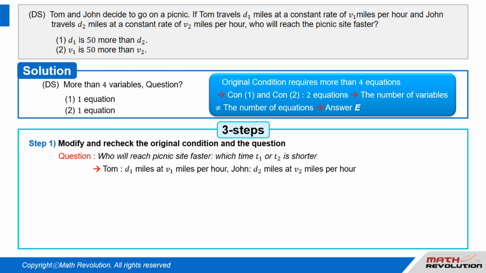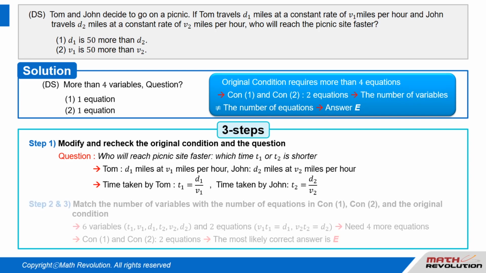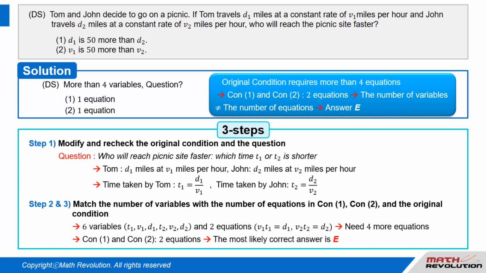We have to find who will reach the picnic site faster if Tom travels d1 miles at a constant rate of v1 miles per hour, mph, and John travels d2 miles at a constant rate of v2 miles per hour. The time Tom will take is t1 equals d1 over v1 hours, and John will take t2 equals d2 over v2 hours. We have to find which time, either t1 or t2, is shorter. Follow the second and the third step.